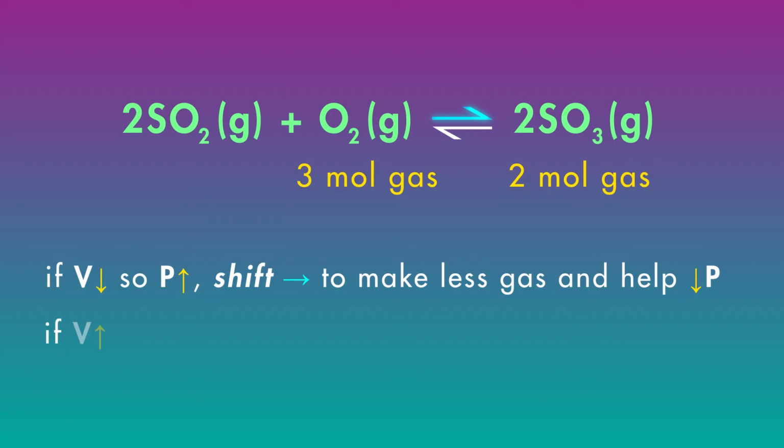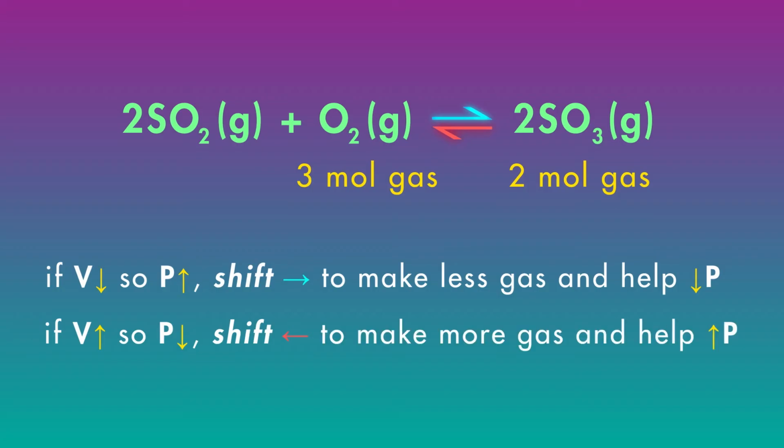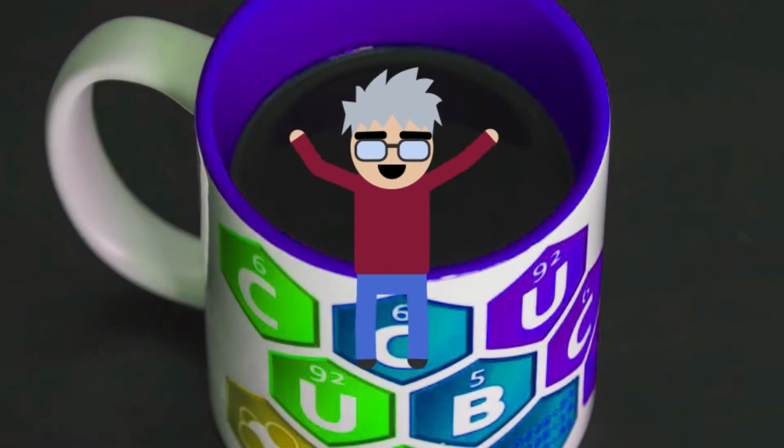If instead we expand the volume and decrease the total pressure, now the reaction shifts toward the greater moles of gas because that will help bring the total pressure back up again. Quantitatively, we can compare Q to K. What happens to Q depends on how the pressure changes at the molecular level. Let's get small.